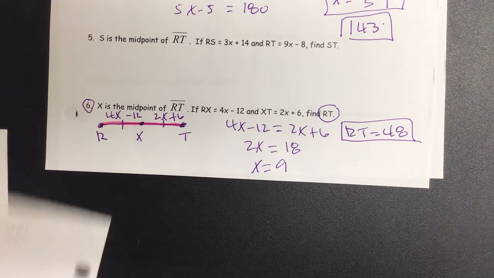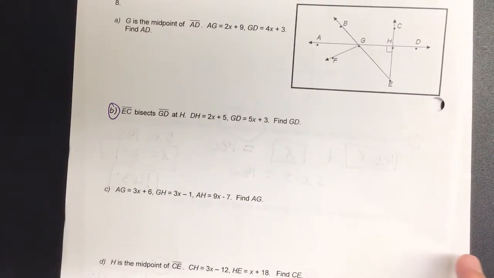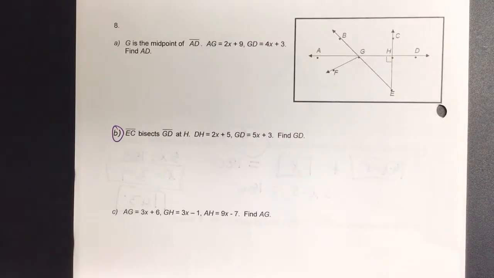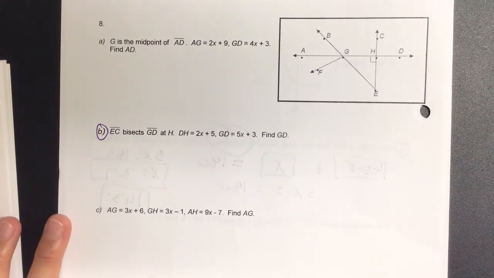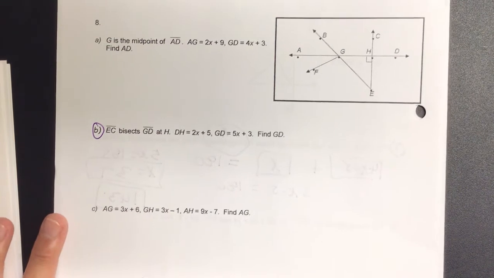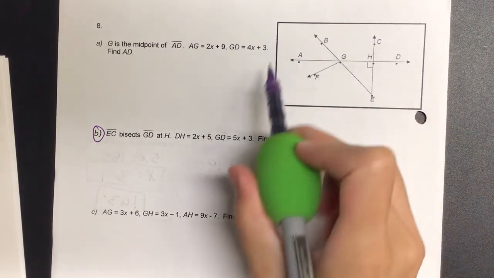Okay, the last part together, let's go on to number 8. 8B. All right. Luke, let's read 8B, please. G is the midpoint of AD. AG equals 2x plus 9. GD equals... EC bisects GD at H. DH equals 2x plus 5. GD equals 5x plus 3. Find GD. All right. Notice our picture is quite overwhelming.